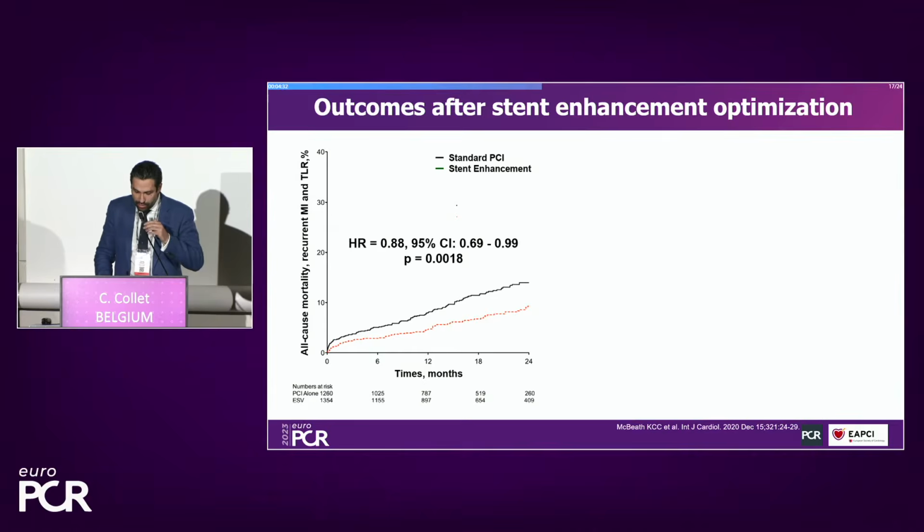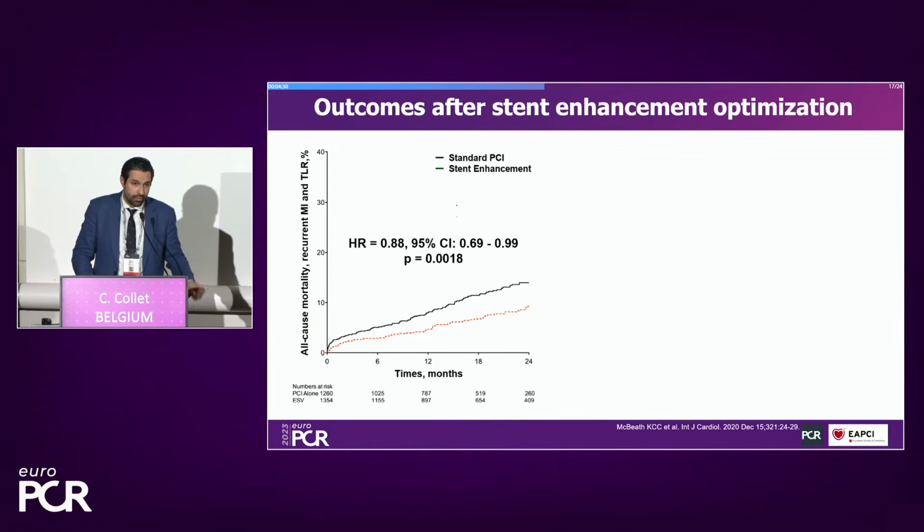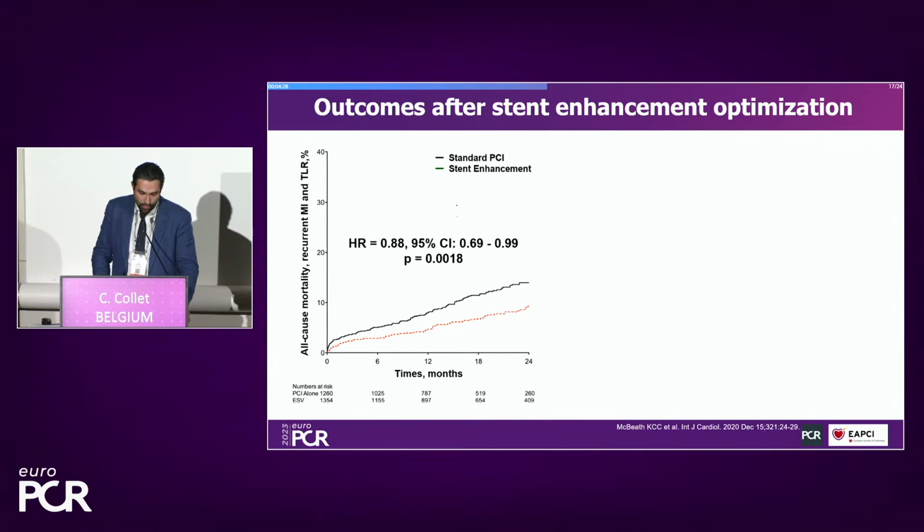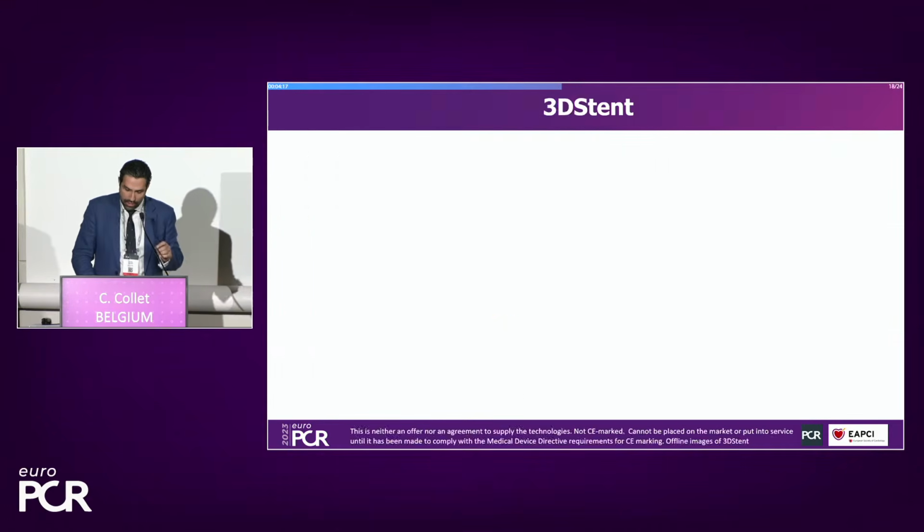So addressing stent under expansion, even with this 2D angiography, 2D stent enhancement is associated with improvement in outcomes. There's another study now showing a 12% reduction in the risk of mortality, recurrent MI, or TLR when you just put the foot on the pedal, get some stent enhancement, and correct the information that is provided to you by any of these machines.